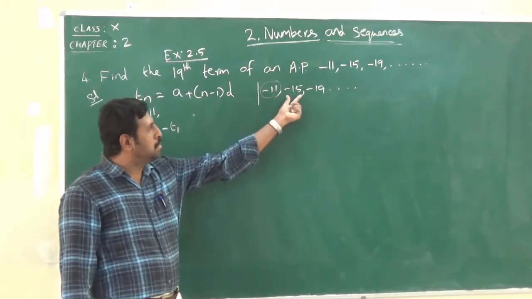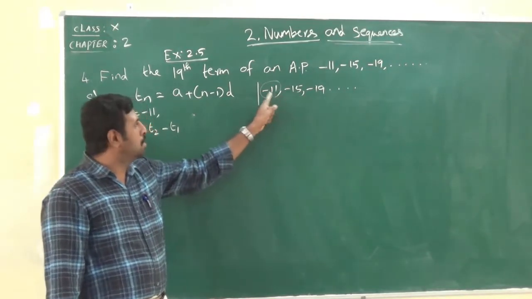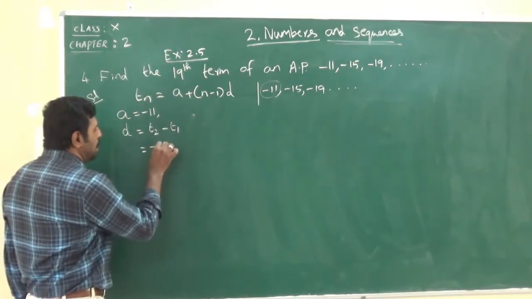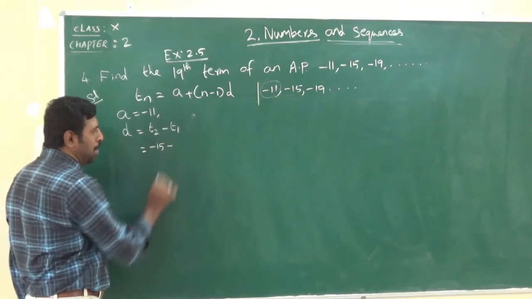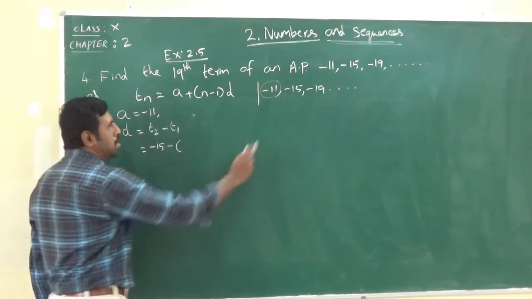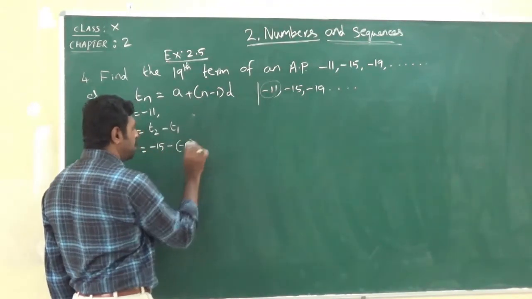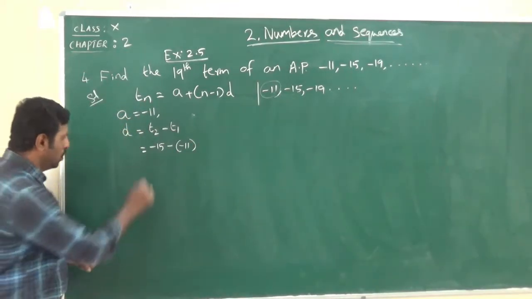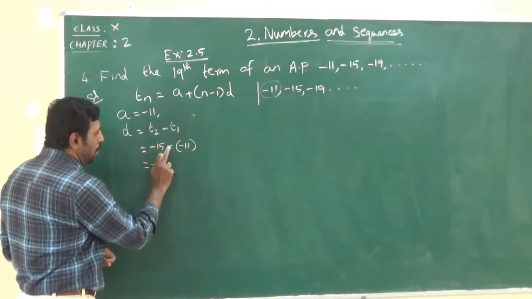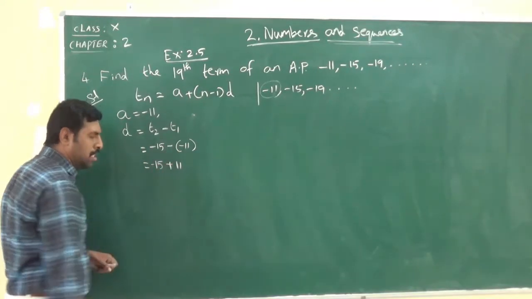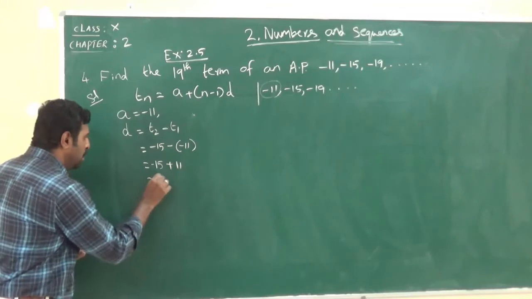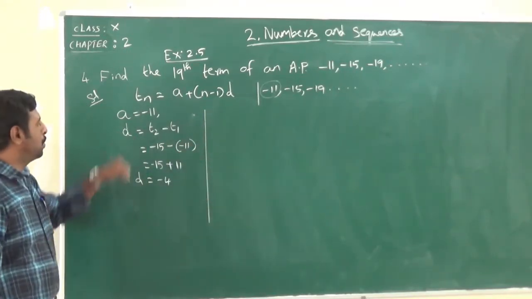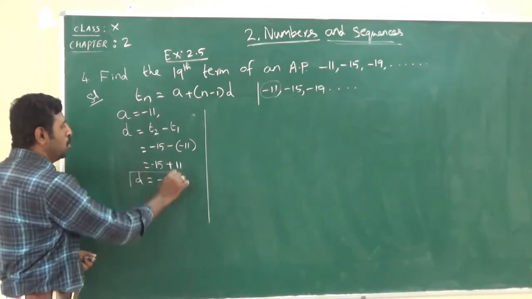See here, the second term is minus 15, the first term is minus 11. So the second term is minus 15. In the formula we have minus of the first term, which is minus 11. Then we have to remove the bracket here. So minus 15, minus into minus, plus 11. Then you subtract this, you get d is equal to minus 4. So a is equal to minus 11 and the common difference d is equal to minus 4.